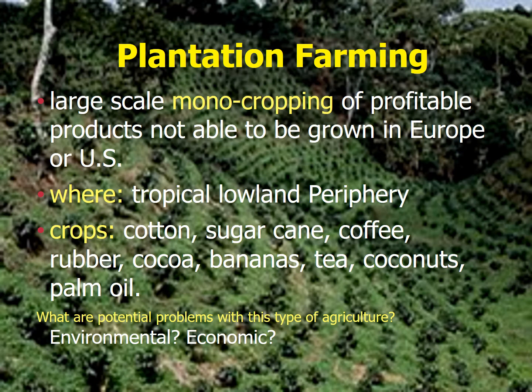Now, there are some potential problems with this type of agriculture. You can think environmentally, when you are pulling that much of just one resource from a given area, you are going to affect the ecology of that place. When you are using the soil for the same crop over and over and over again, you're going to deplete the soil and likely be forced to pump nutrients into it, fertilizer, and fertilizer can have its own problems.